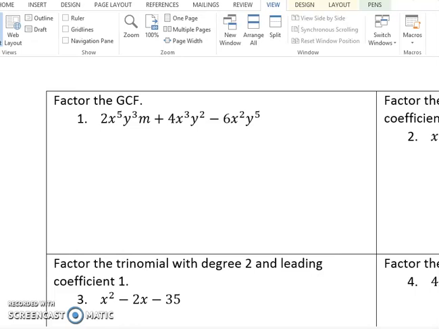Everyone, I'm going to go over the quiz study guide. Starting with question 1, we want to factor out the greatest common factor. So we need to go through each one of these terms and break apart completely.